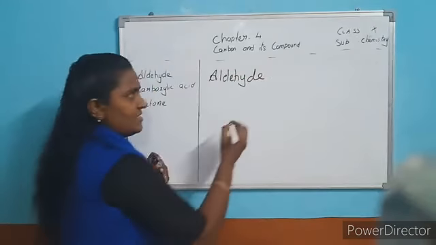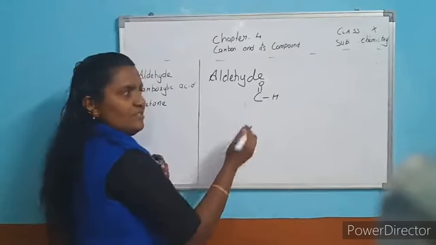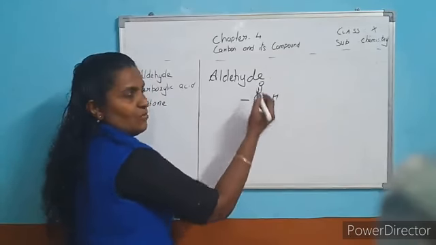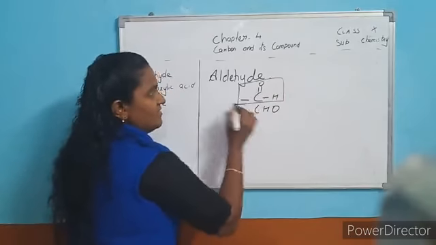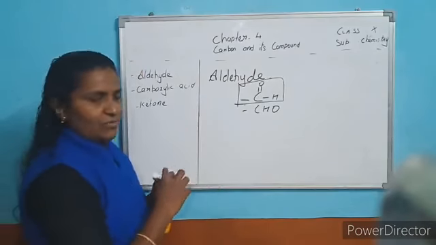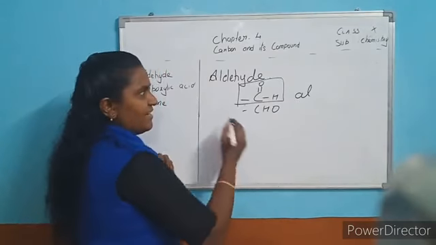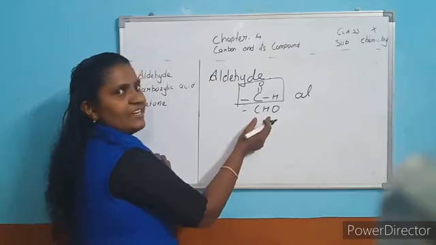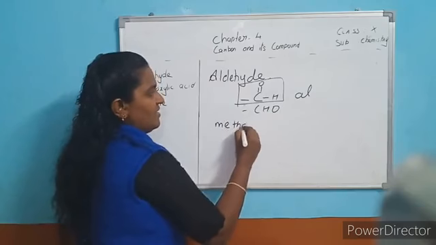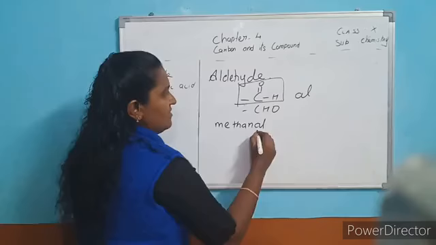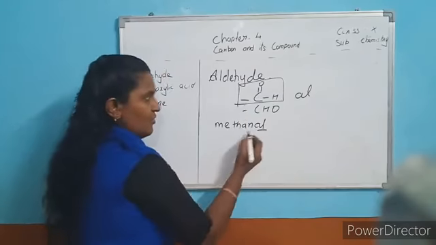Its functional group is CHO. It can be written like this. Better to write it this way. Understood? CHO. We write AL, the end of the compound we write L. L means the aldehyde functional group. In the compound methanal, this L means this aldehyde group. So you should know L.